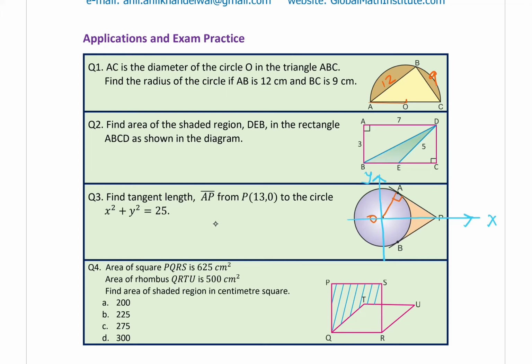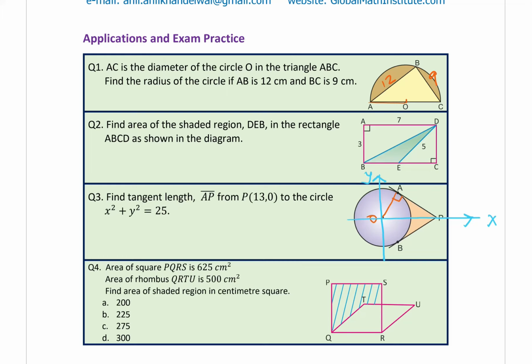Okay. Question number 4 is a very difficult question. It says the area of a square PQRS is 625 centimeters squared. Okay, so this square PQRS is 625, and the area of the rhombus QRTU is 500. So this is 500, right? Find the area of the shaded region in centimeters squared. So you have to find the area of this shaded region. 4 choices are given to you. Okay, so let's first understand the strategy, and then we are going to provide the solutions to all these questions.